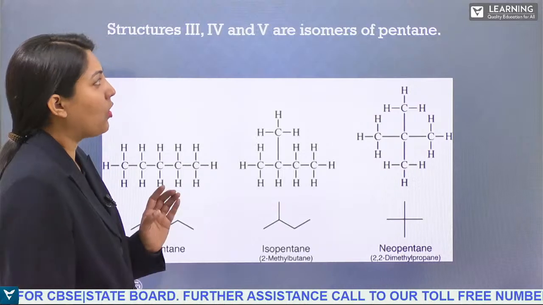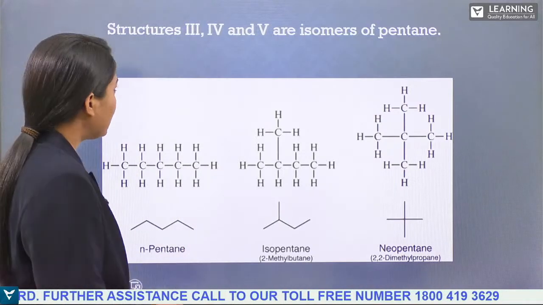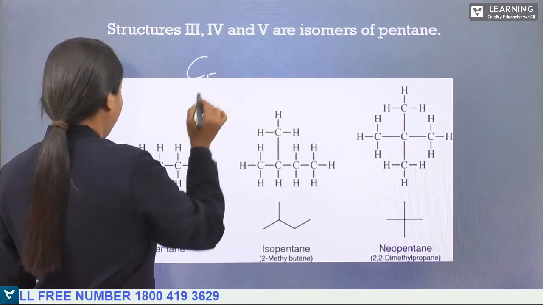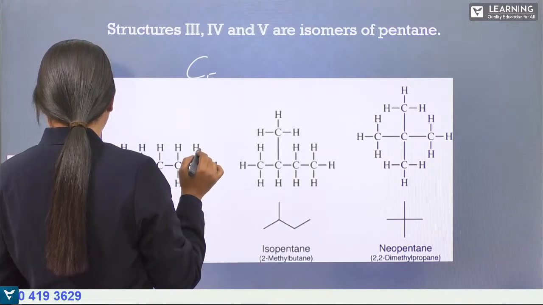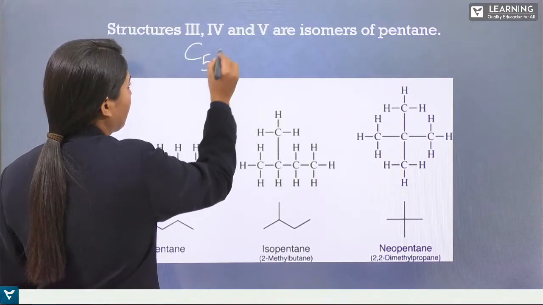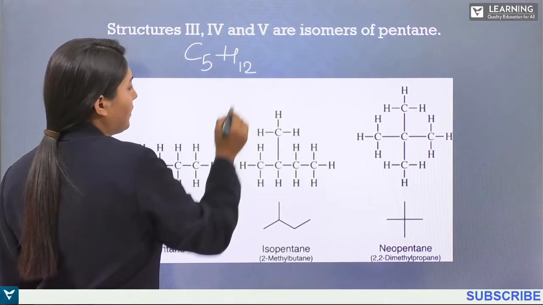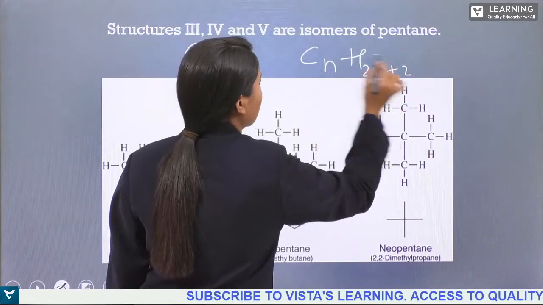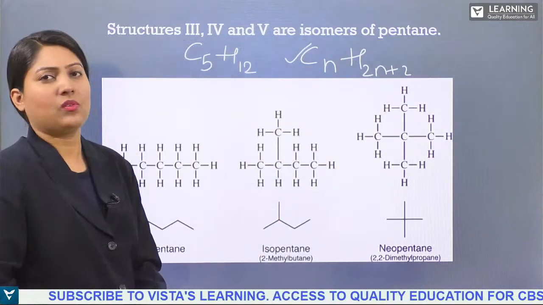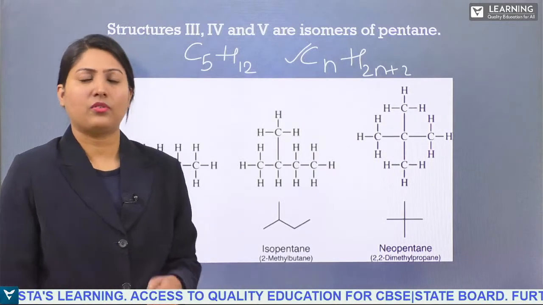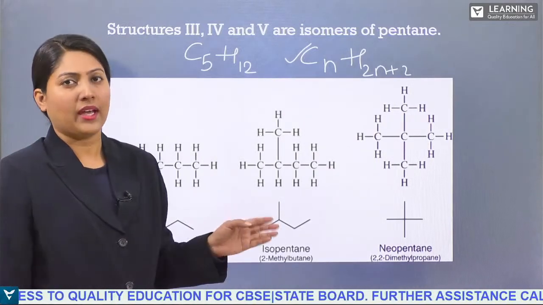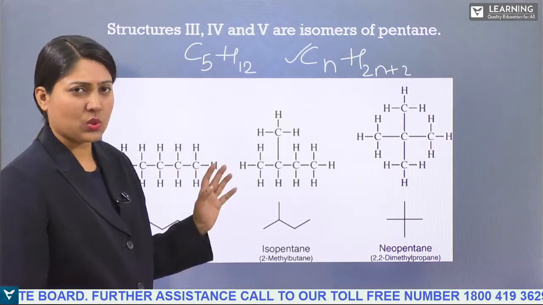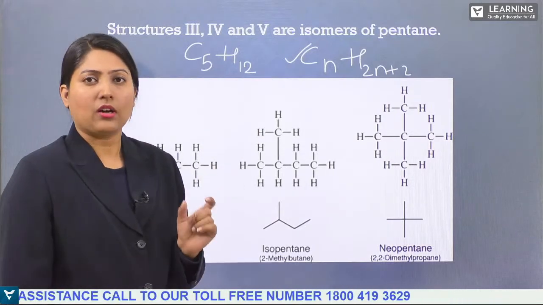So next, structures of pentane. You can see the structures of pentane here. Pent means C5, right? C5H12, because we have the general formula CnH2n+2. This is important, students. Even for your competitive exam, they may ask you the general formula for alkane. CnH2n+2. Okay, good. So we have C5H12 as the pentane molecular formula.